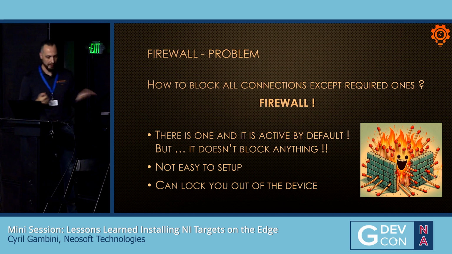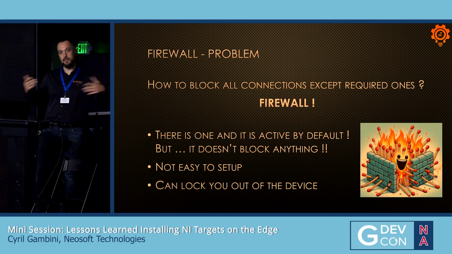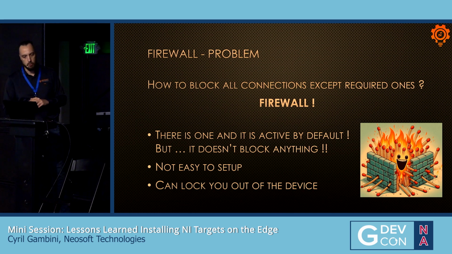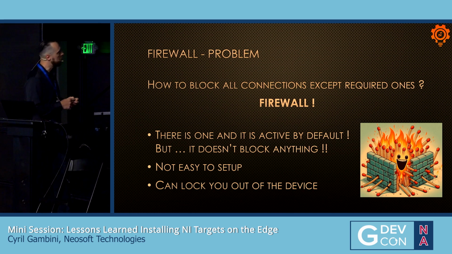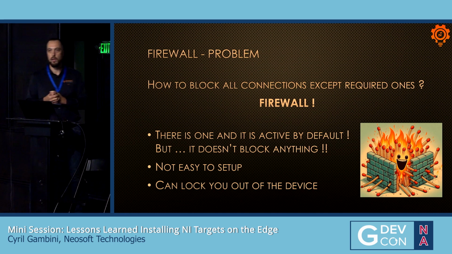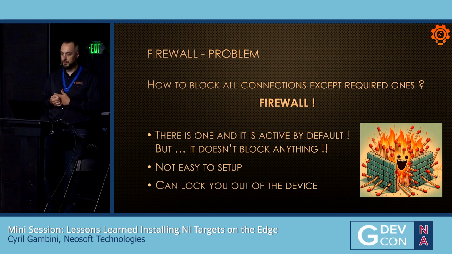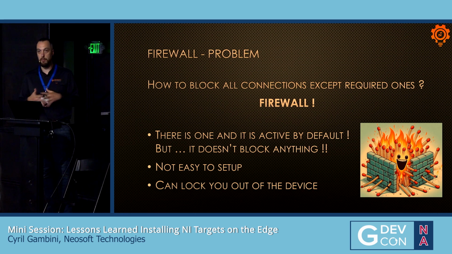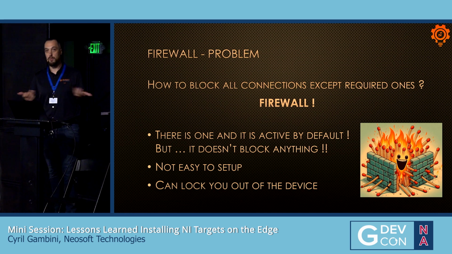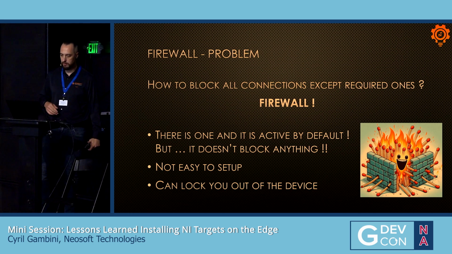So we found out that we should change that, and we should block everything except required connections. And it was not easy to set up. The firewall that is available on NI Linux RT is named IP tables. And IP tables is kind of hard to set, and it can lock you out of the device. If you send a bad command, you can completely block your SSH connection. You are out of the device, and the only way to restore connection is to format your target. So yeah, this is not really useful.